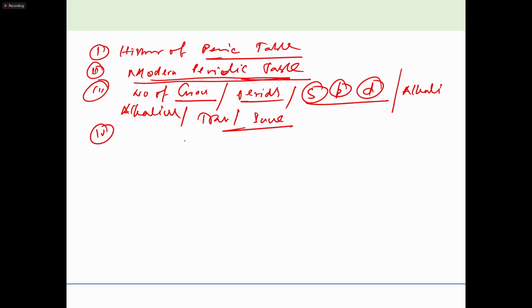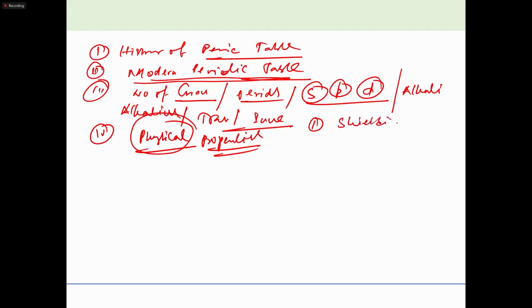Then we talked about some physical properties. This is very important: the physical properties, and how these physical properties correlate according to the period and the group. But before going to these physical properties, there are some important topics. First is the shielding effect. What is the shielding effect? Then sigma, what is the shielding constant? How is it calculated?